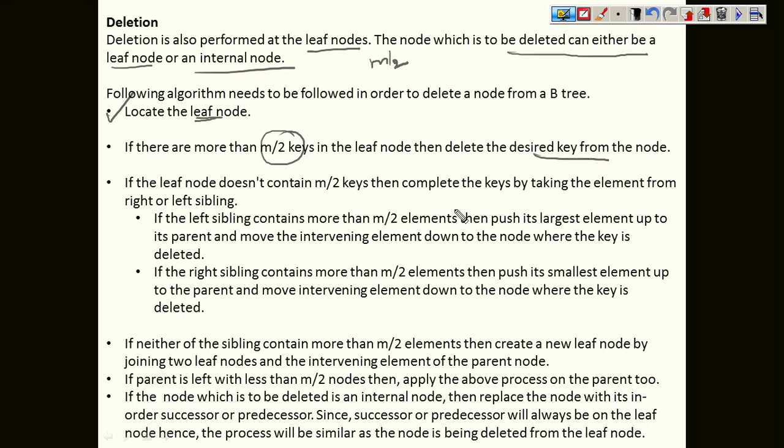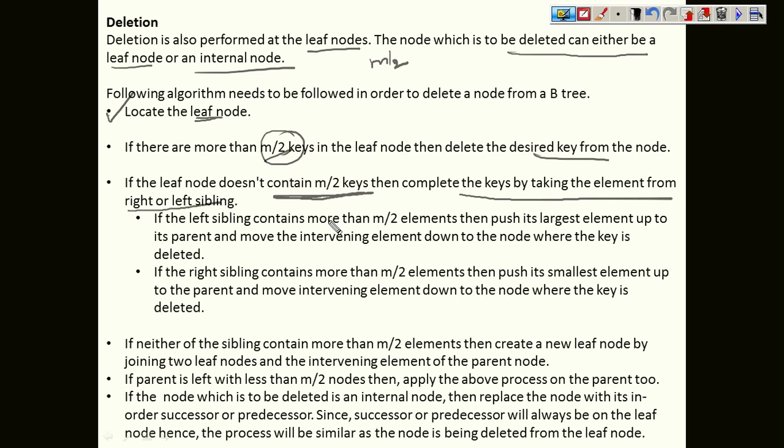So already we have discussed that every node must maintain this condition. If there are more than m by 2 keys in the leaf node, then you can simply delete the desired key and nothing is violated and everything is okay. But if the leaf node does not contain more than m by 2 keys, and deleting the key will make it less than m by 2 keys, that is a condition said to be violated. So we need to do some extra task. What is required? Then complete the keys by taking the element from the right or left sibling.